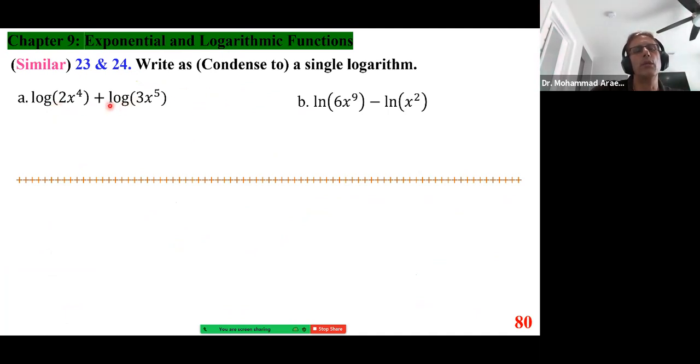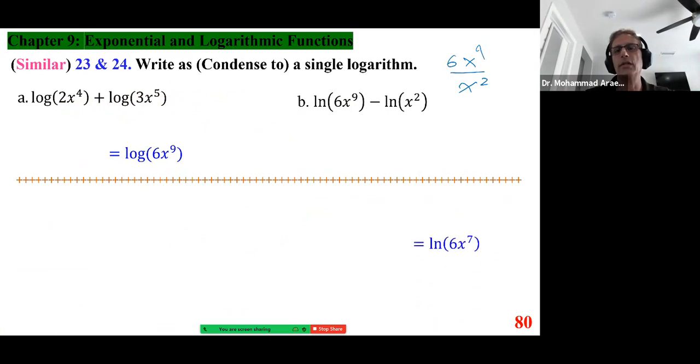Now we want to go the other way around. We want to combine them into a single log. It's just multiply 2x to the power of 4 times 3x to the power of 5 here. You get 6x to the power of 9. In this case, let me just write that and you simplify it. This one, you divide 6x to the power of 9 by x squared, and you write the simplified version, ln of that. Very straightforward.